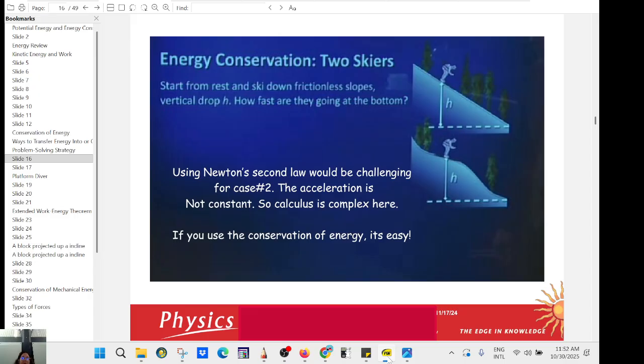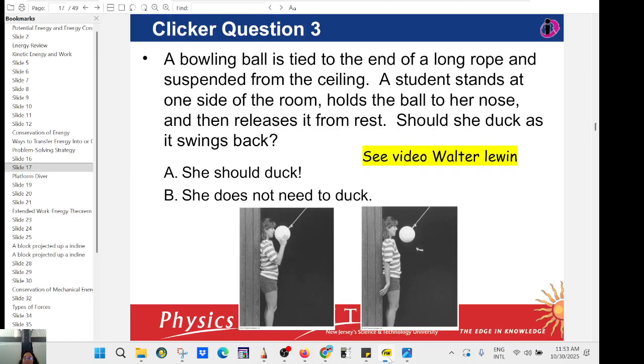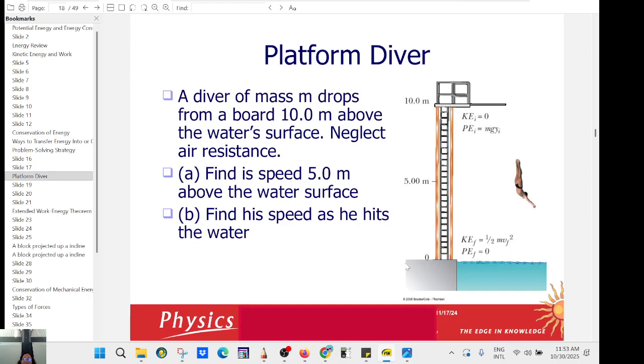Okay, so conservation of energy can be easier than using Newton's second law. What do you think? She should not duck, right? Yes, that would be very bad.